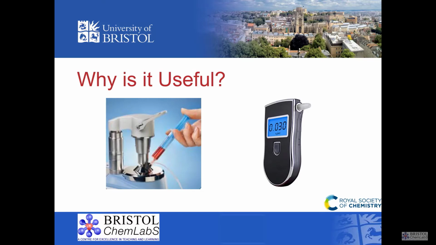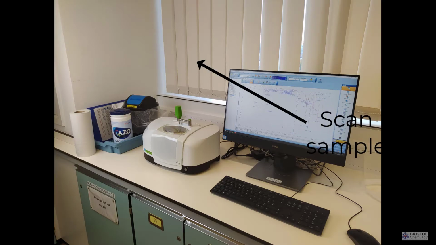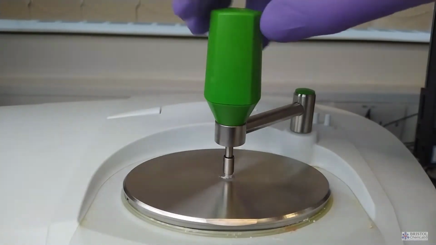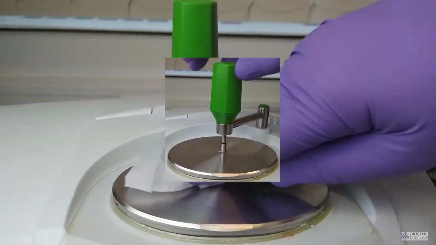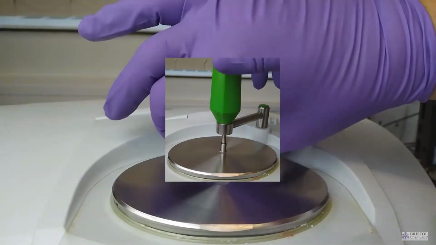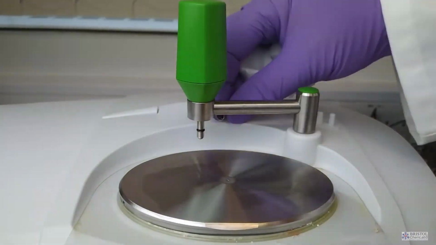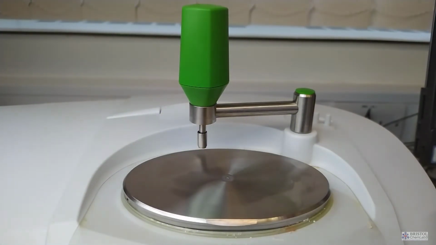Once the background scan is run, a small spatula of the compound is deposited, making sure to cover the entire crystal. You can then click to scan the sample. As the initial scan is taken, the sample is compressed using the pressure tower to ensure good contact of the crystal and the sample. The sample is then scanned several times, producing the spectrum for the sample being investigated.